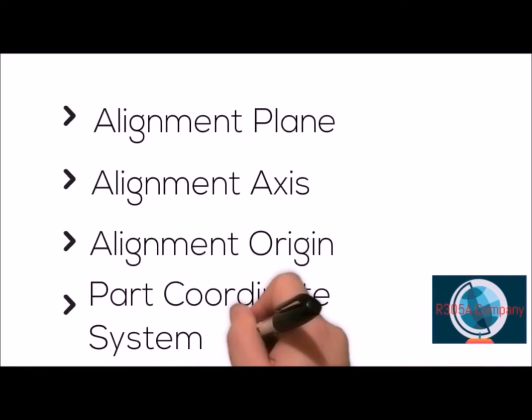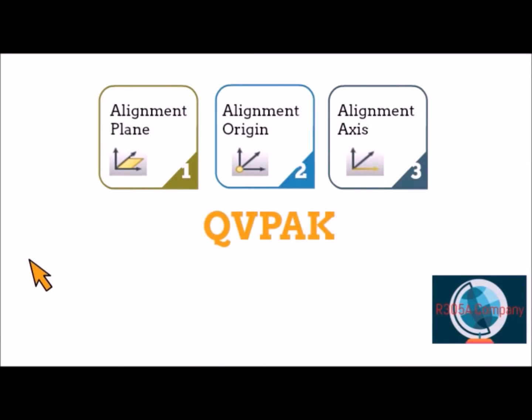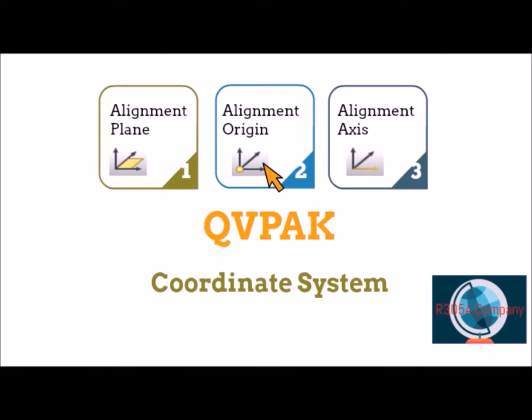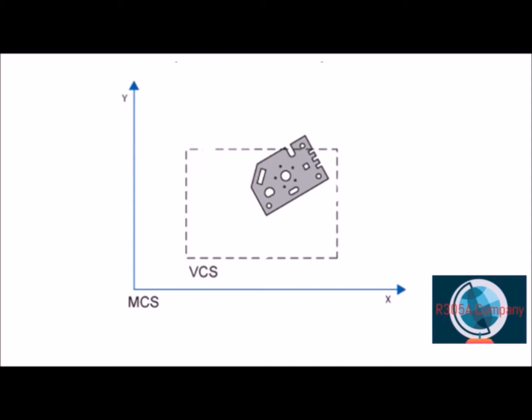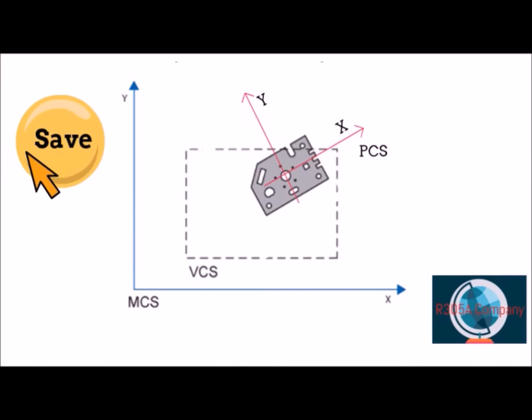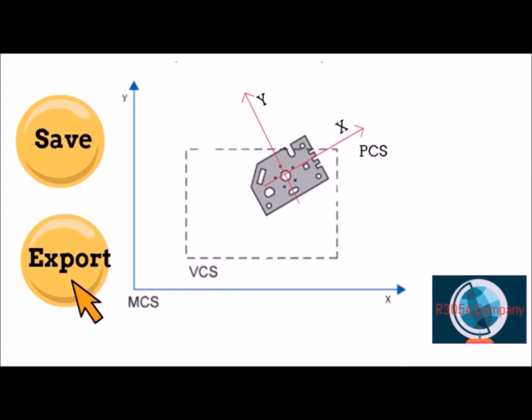When you execute an alignment operation, QVPAC modifies the current coordinate system. If the current coordinate system is the default MCS, the first alignment establishes a partial PCS. If the current coordinate system is already a PCS, an alignment modifies that PCS. If you plan to reuse the current PCS, it should be saved or exported before performing an alignment.